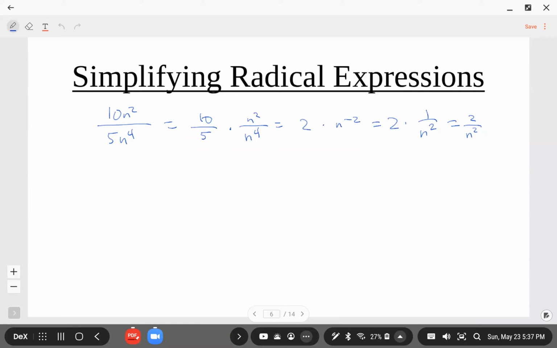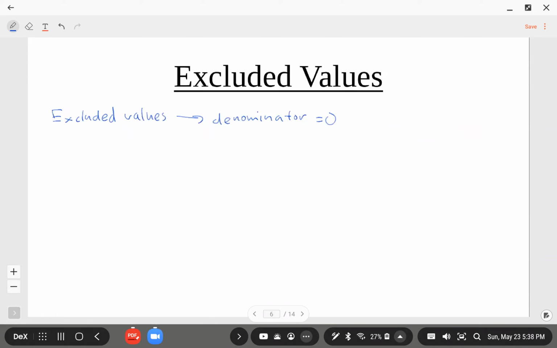So, excluded values. Let's look at this. What can we make n? It can be 0, okay? So n does not equal 0, because if it's 0, then the denominator is going to be equal to 0, which is undefined.